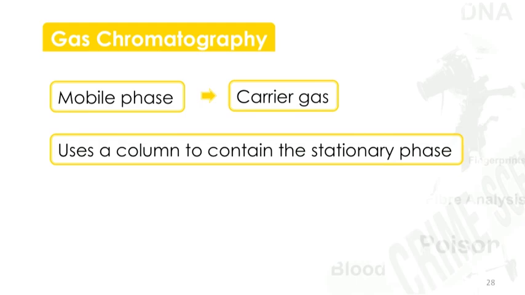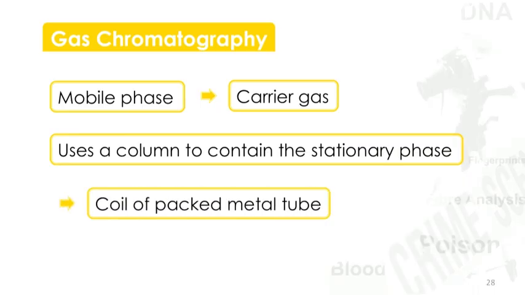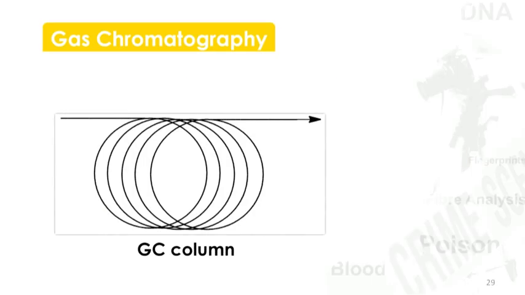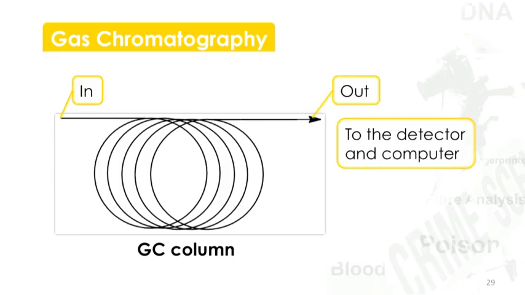The stationary phase is packed inside a very long, fine metal tube. And for reasons of space, that metal tube is wrapped around in a coil inside the instrument. So one end of the coil is where the material goes in. At the far end of the coil, the material comes out, and then it passes to a detector, and the signal from the detector is then recorded by a computer.